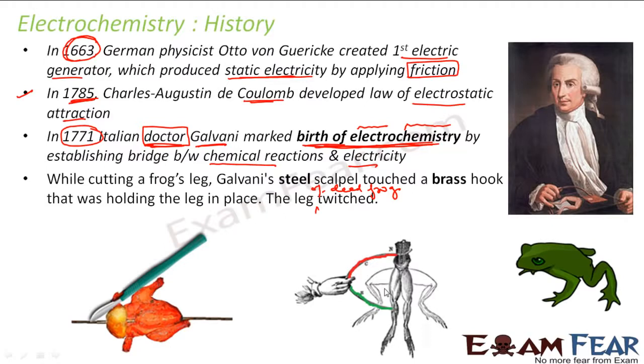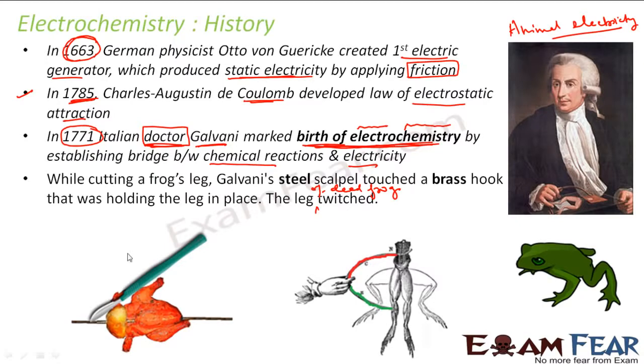And that was a little strange, right? Why did the leg twist? So this guy thought there is something called animal energy, animal electricity actually. So he coined a term called animal electricity. Because he was a doctor, he knew more about animals. So he said, okay, there is something called animal electricity, and that was the reason why the frog's leg twisted.